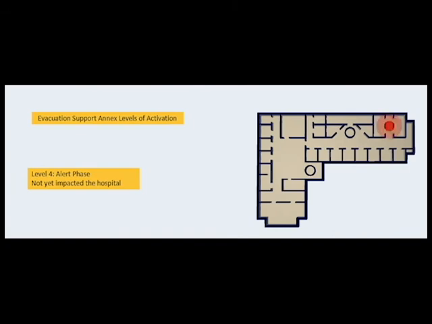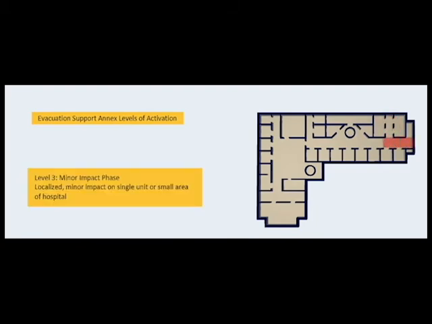Hospitals should consider 4 levels of activation in the Evacuation Support Annex, which correspond to the 4 levels of HICS activation often used by hospitals in their emergency operations plan. The hospital EOP levels include Level 4, an alert phase based on a threat or warning of an event that has not yet impacted the hospital. Level 3, a minor impact phase, based on an event that is having a localized, minor impact on a single unit or small area of the hospital.